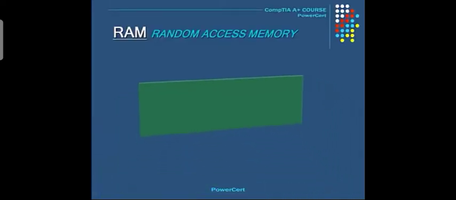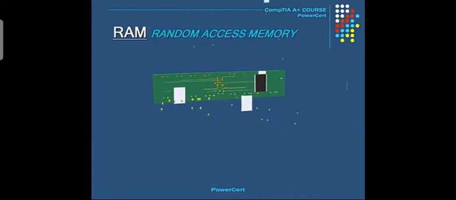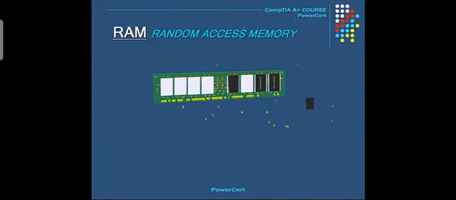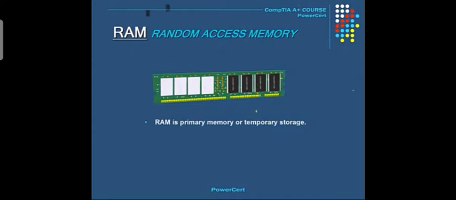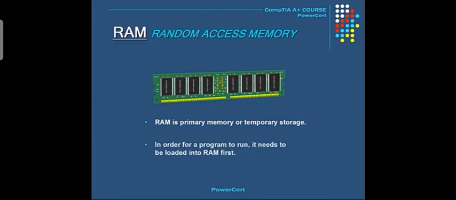In Section 1, we talked about secondary memory, which is permanent storage. This dealt with hard drives. Now we'll talk about primary memory, or temporary storage. This is called RAM. RAM stands for Random Access Memory. In order for data or a program to run, it needs to be loaded into RAM first.